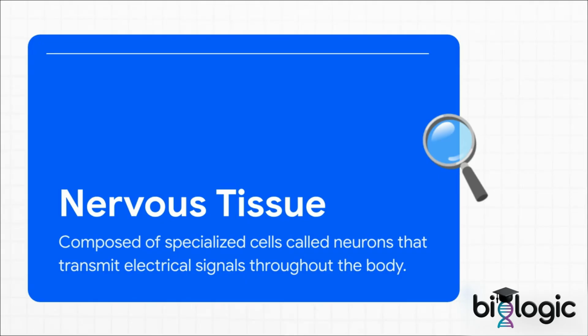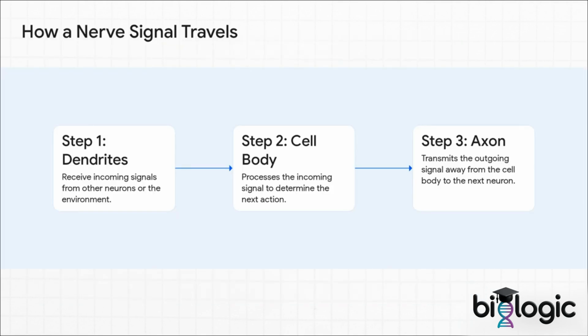And the one in charge of all this, the conductor of the orchestra, that would be our final tissue. Nervous tissue. Think of this as the body's super-fast biological internet. It's made of these incredible cells called neurons, which act like living electrical wires, zapping signals all over the body to coordinate, well, everything. And the way information moves through a neuron is a very simple one-way street.